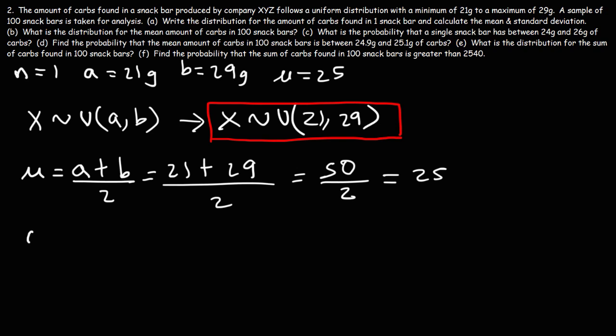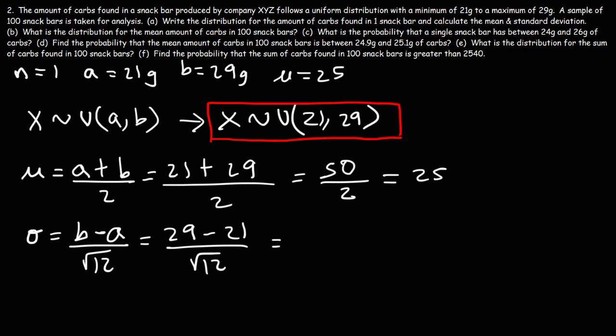Now let's calculate the standard deviation. The formula that we need is b minus a divided by the square root of 12 for a uniform distribution. So that's 29 minus 21 divided by the square root of 12. 29 minus 21 is 8, and 8 divided by the square root of 12 will give us this number. So the standard deviation is 2.3094. So that's it for part A. Now, let's move on to part B.